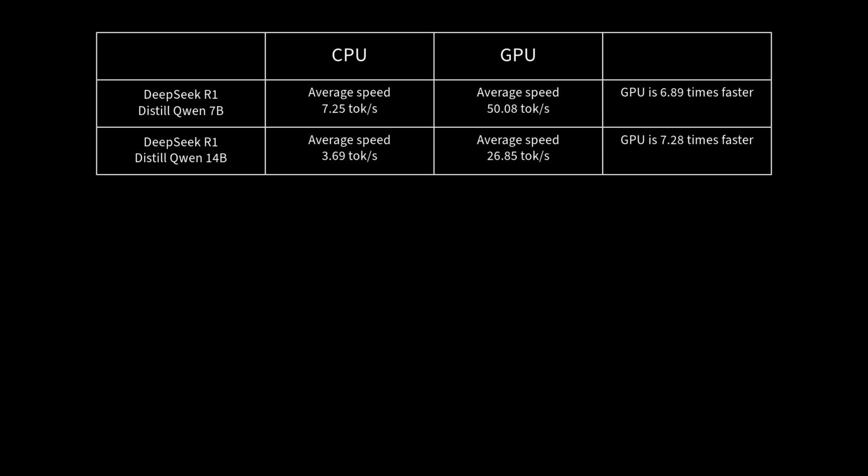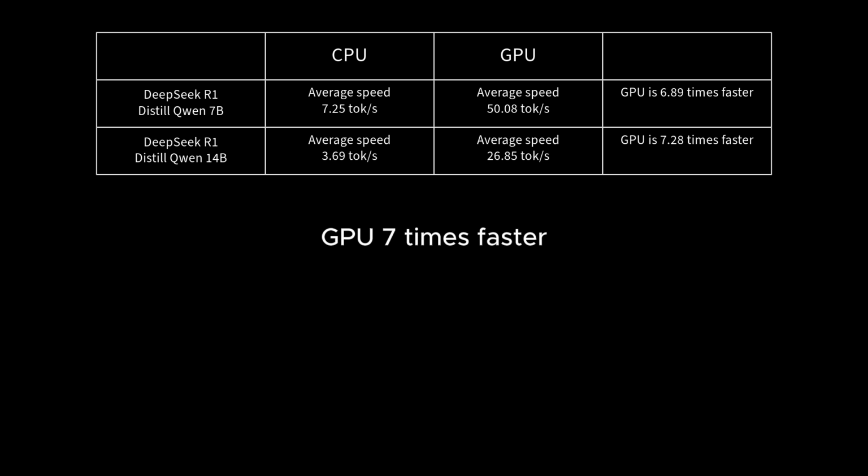The average speed across all 5 generations on the GPU is 26.85 tokens per second, 7.28 times faster than on the CPU. This means, on average, in these tests, the Deepseek R1 Distill Qwen models ran about 7 times faster on the GPU than on the CPU.